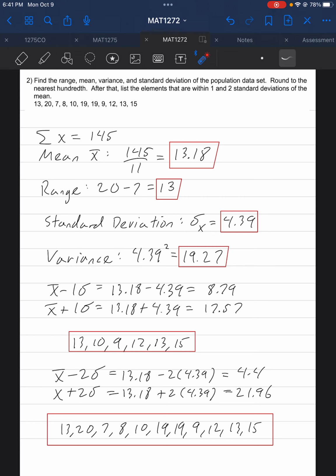And then within 2 standard deviations of the mean should cover 95% of the data if the data is large enough. And that's going to be 13.18 minus 2 times 4.39, 4.4. 13.18 plus 2 times 4.39 is 21.96. And because this data is a little bit smaller, it's not exactly 95%, but that is everything. The whole data set falls between these 2 values, falls between 2 standard deviations of the mean.